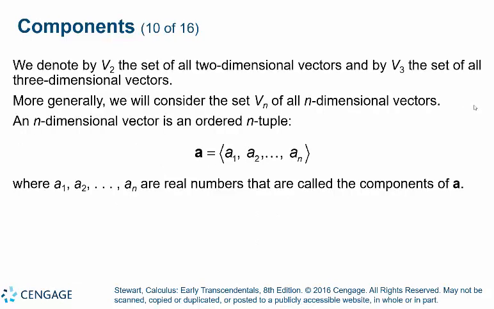All right, next we denote by V2 the set of all 2-dimensional vectors, and by V3 the set of all 3-dimensional vectors. More generally, we consider the set Vn of all n-dimensional vectors. So an n-dimensional vector is just an ordered n-tuple like you see here. And this is just where each of the components are real numbers and are called components of vector A. So V2 is 2-dimensional vectors, V3 is 3-dimensional vectors. For this class, we're mostly going to focus on V2 and V3.